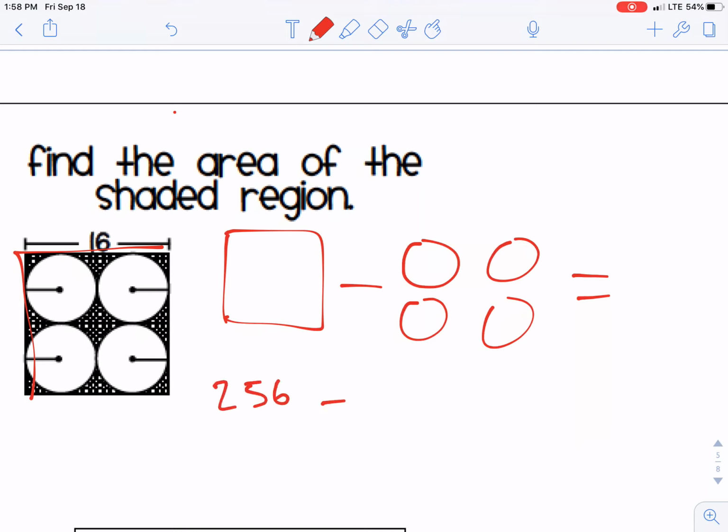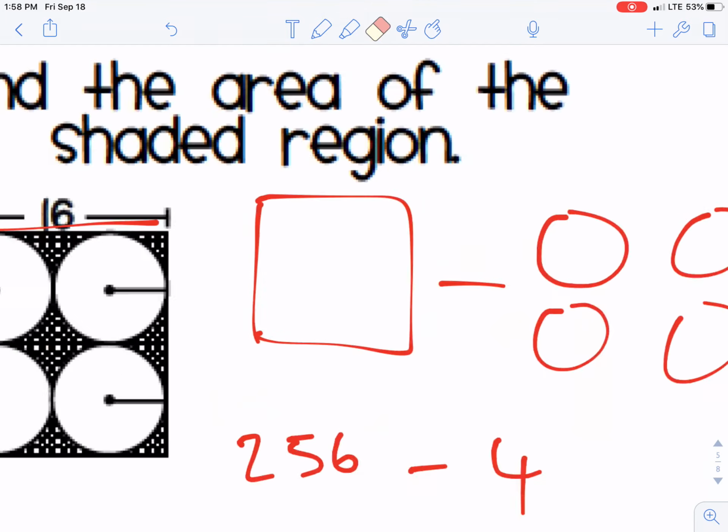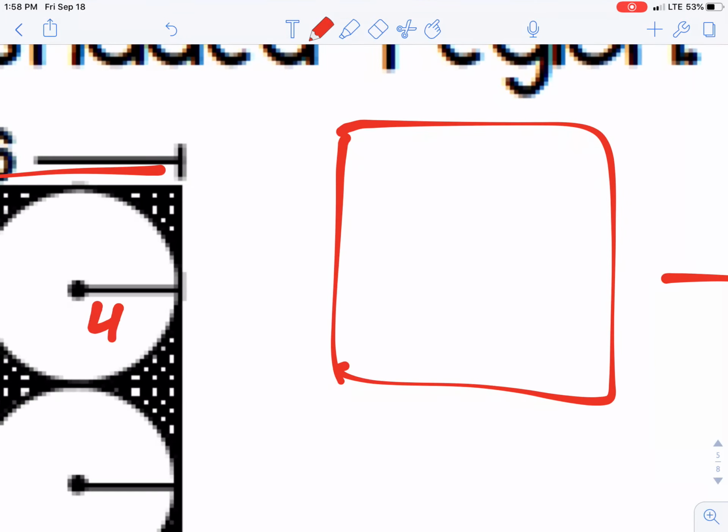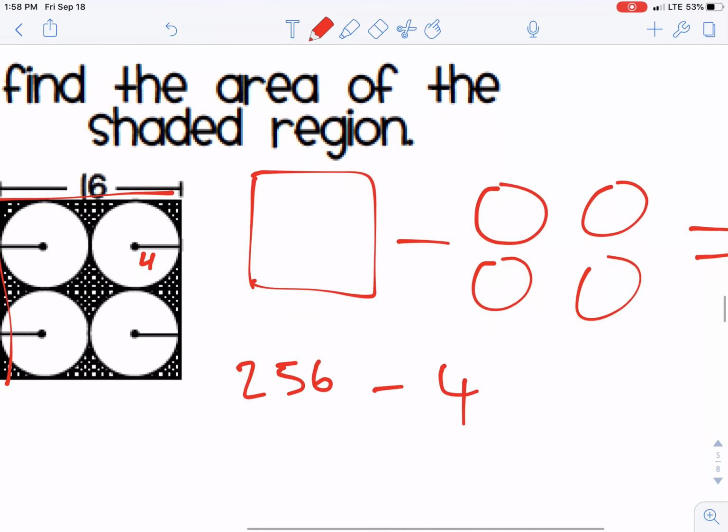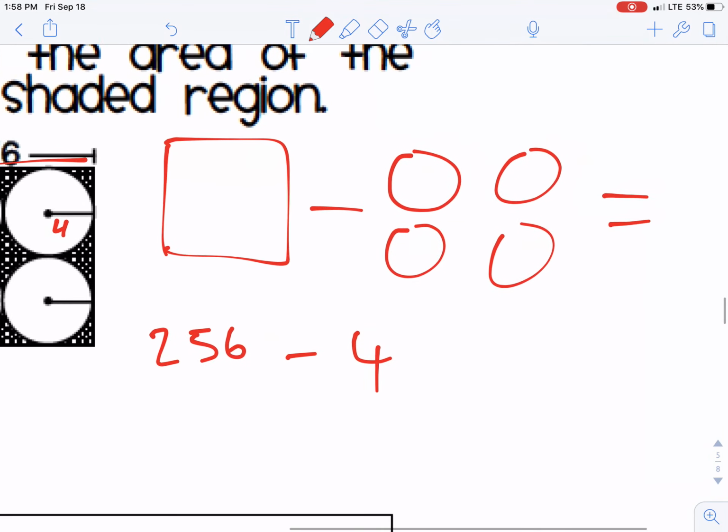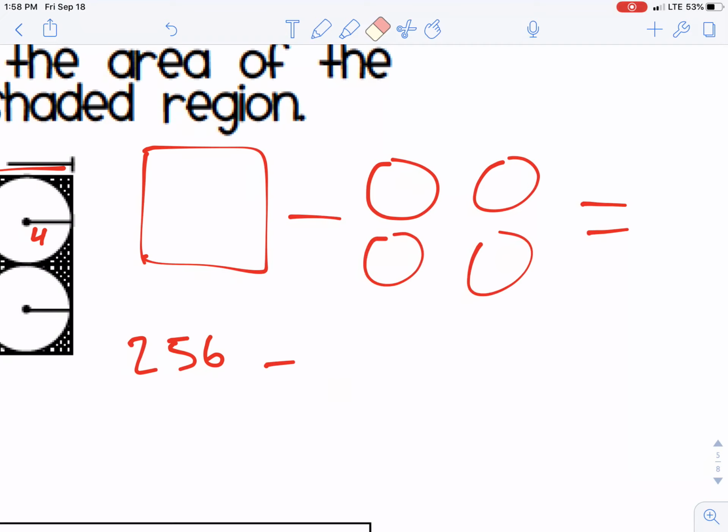Now we have to find out 4 of these circles. Well, the whole way across is 2 diameters of the circle. We've got to cut that in half to get 1 diameter. So halfway is 8, and then halfway again would be 4. So this guy here is going to be 4. So we need to find the area of a circle when the radius is 4. So we have 4 of these circles.